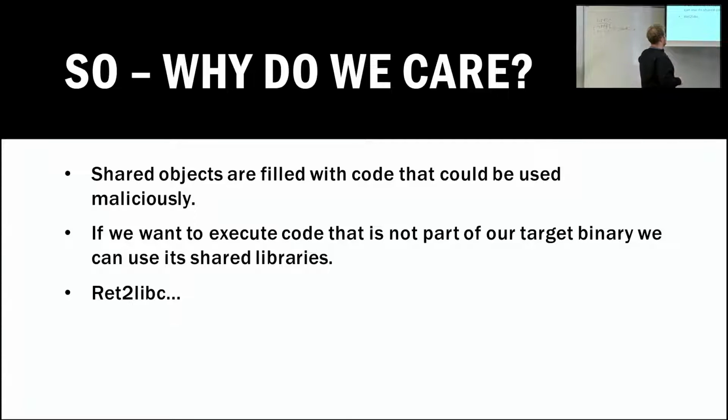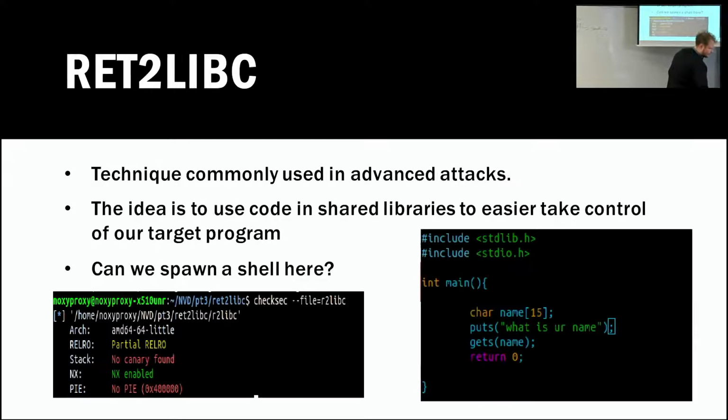So it says here that we want to execute code that's not part of our target binary. We can use the shared libraries, and the return to libc technique does exactly that. Okay, some code. Not a lot of code, that's the point. Let's say that we have a program on your right. I hope you can all see the code. It should be big enough. The program is rather simple. The problem is rather obvious.